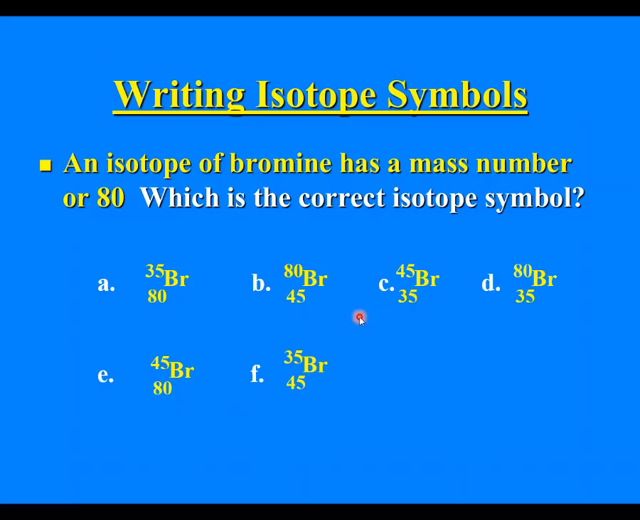Now, if I were to write the isotope symbol of the same bromine isotope you're looking at with the mass number of 80, which would be the correct symbol that you should have? Okay, you might want to pause the video here and see if you can answer this before you continue.